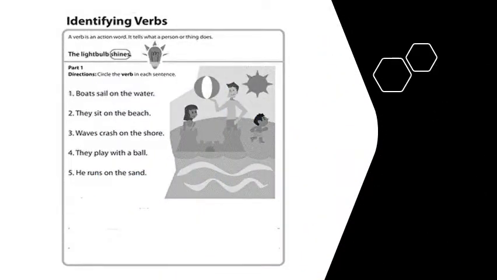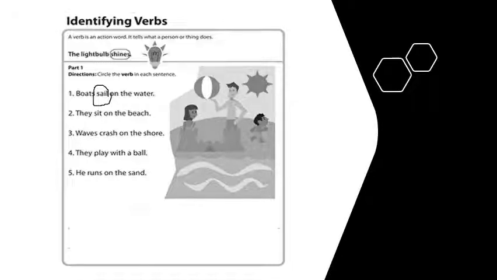Now, what do you have to do? You have to identify the verbs in this worksheet. Okay? Now, number one. Boats sail on the water. Now, boat is a noun, but we have to do here only the action word. What is the boat doing here? It's sailing on the water. So, sail is an action. You will circle this sail.